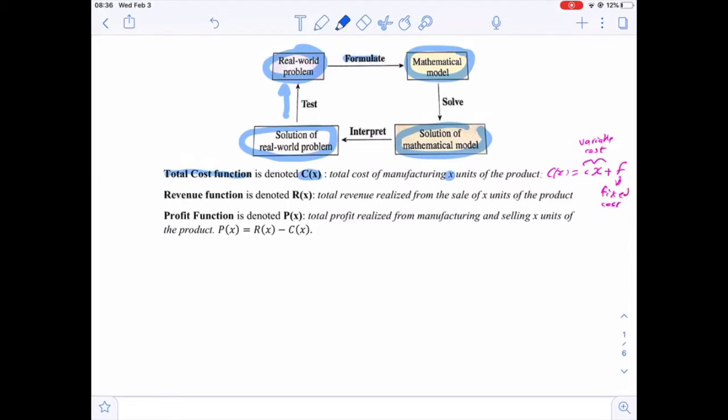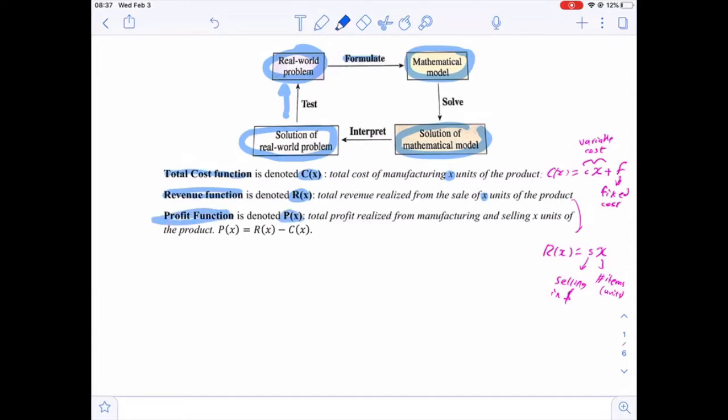Now the second function is the revenue function. It's denoted as R of x. This is the total revenue realized from the sale of x units of the product, and we usually write it as R of x equals little s times x. x is the number of units, s is the selling price in dollars, and x is the number of items or units.